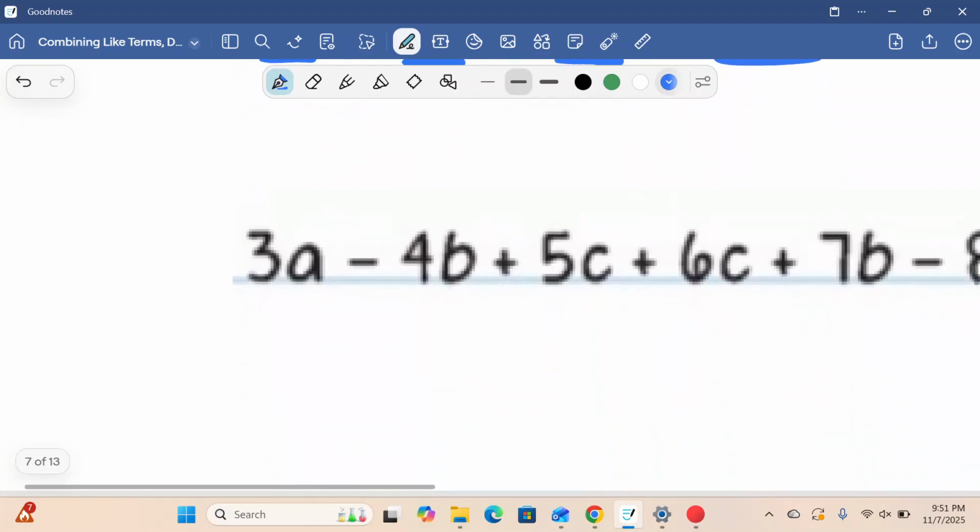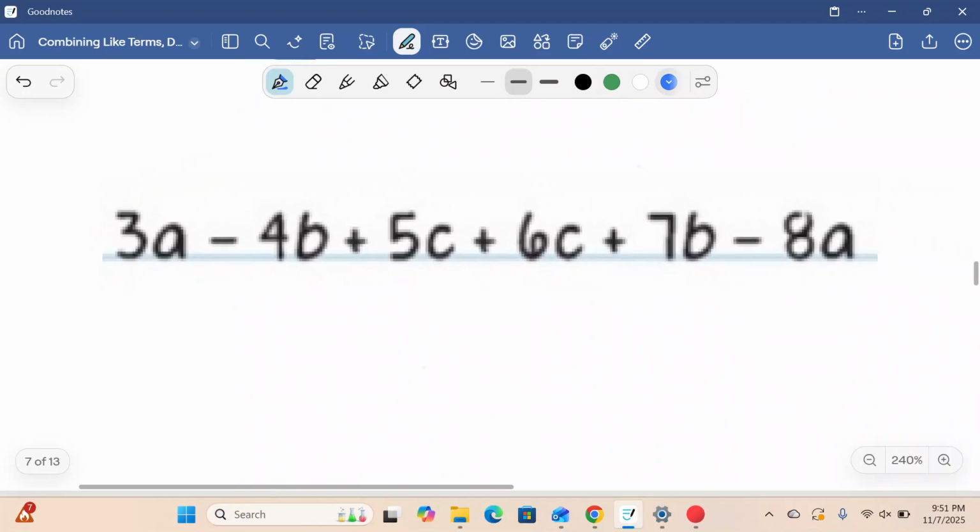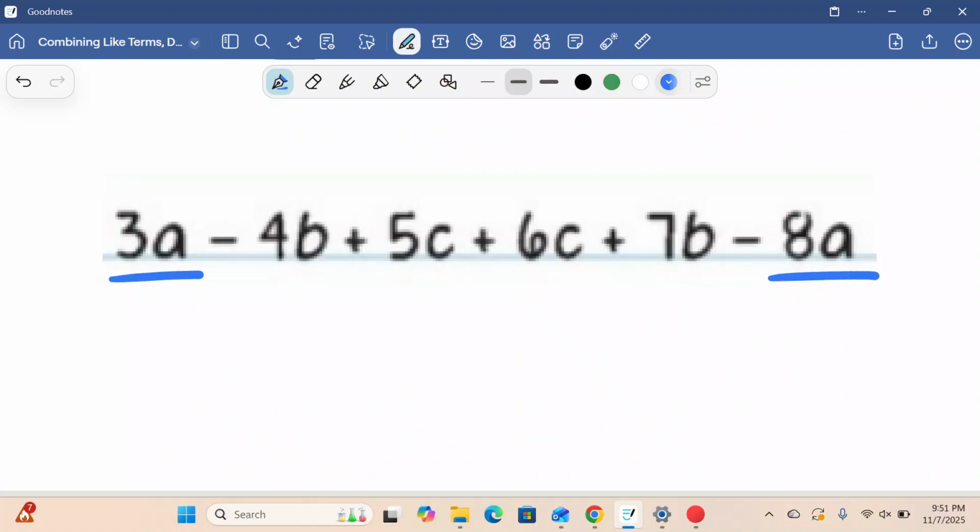Now, if we look at the next one, it's a little bit more complicated because now we have A's, we have B's, and we have C's. So if I have 3 apples, I need to combine my apples with my apples. So what I'm going to do is underline the A's and the A's. And then I have 3A, and I take away 8A. That gives me a negative 5A.